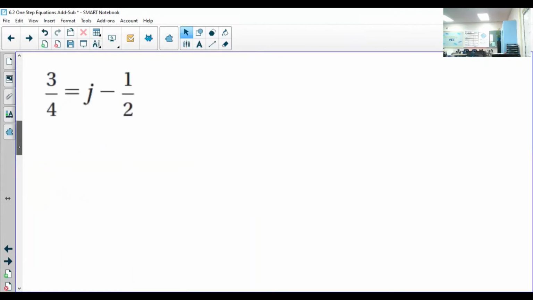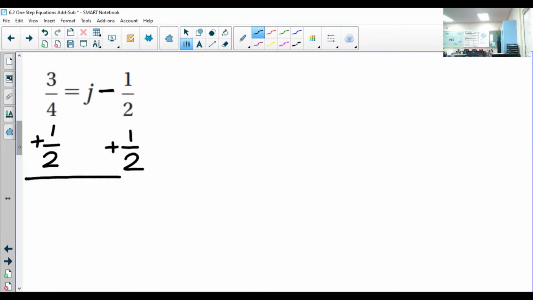Okay, oh, all right, some fractions. Here we go. We have 3/4 equals J minus 1/2. All right, well, this is just like the other problems. I have subtract, so what's the inverse of subtract? Add. So I'm gonna add 1/2 and add 1/2. These are still gonna cancel, right? And all I have left on this side is J, which equals 3/4 plus 1/2.